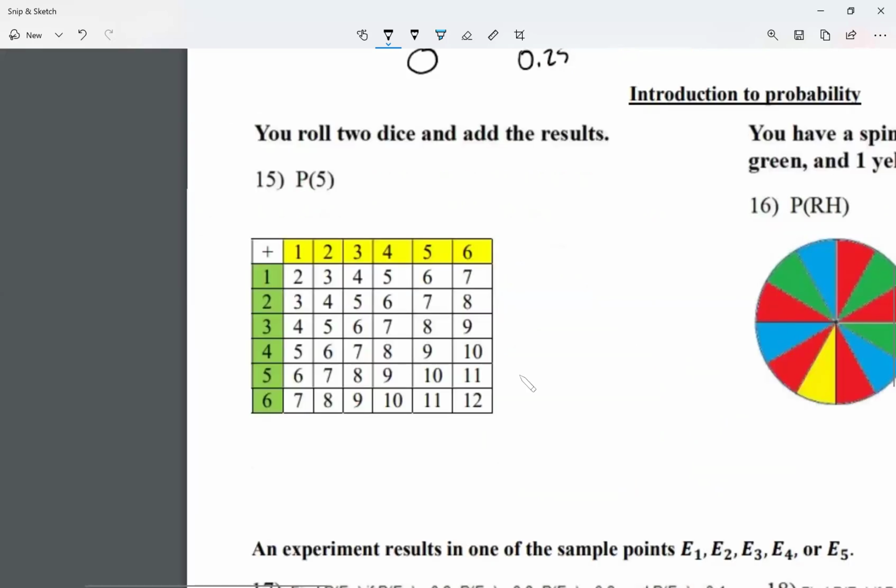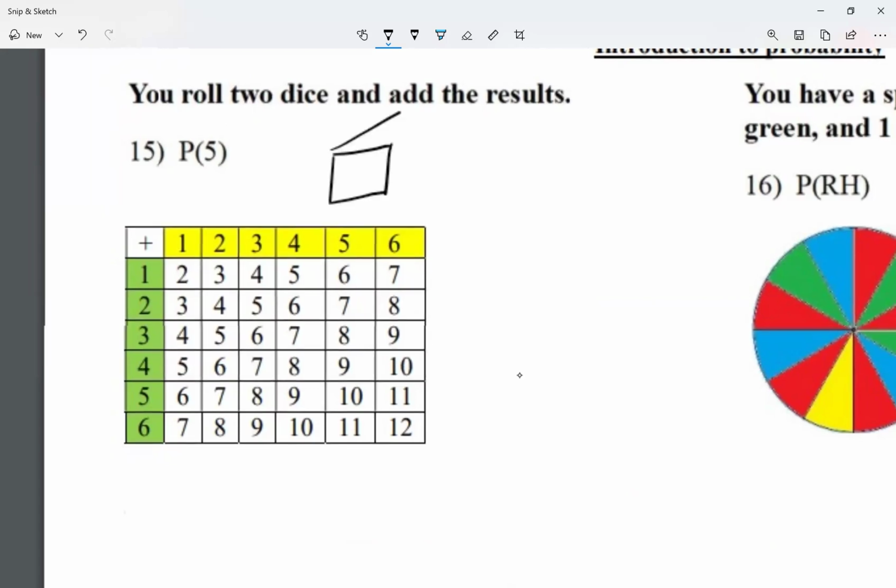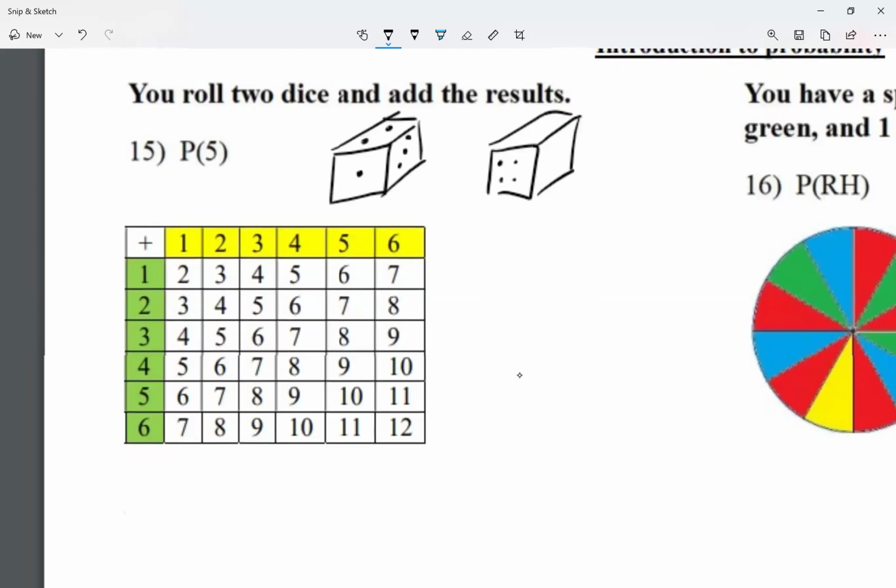Okay, let's take a look here. You roll 2 dice and add the results. Okay, how do dice look? They look like this, right? You have 2 of them. And I could get a 1, a 2, a 3, a 4, a 5, and a 6, right? My choices are from 1 through 6.